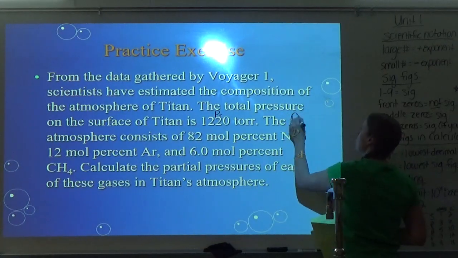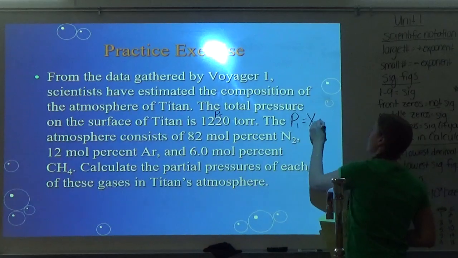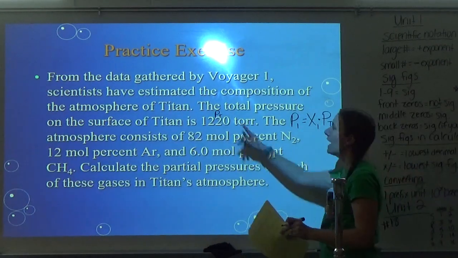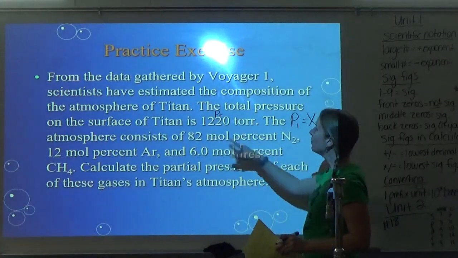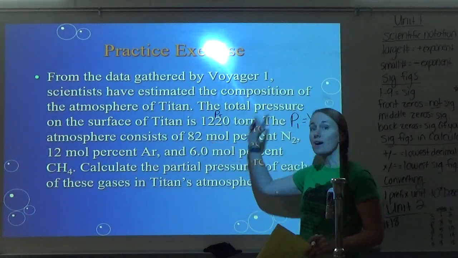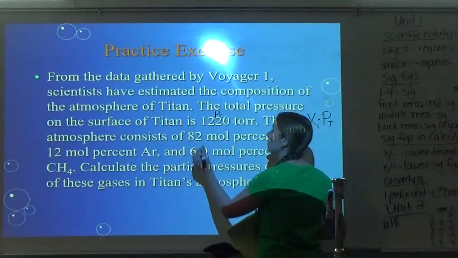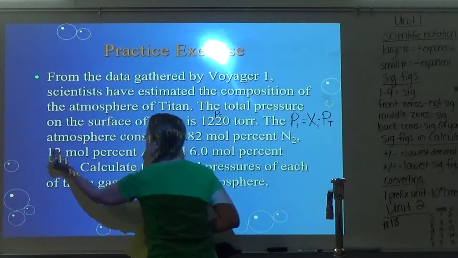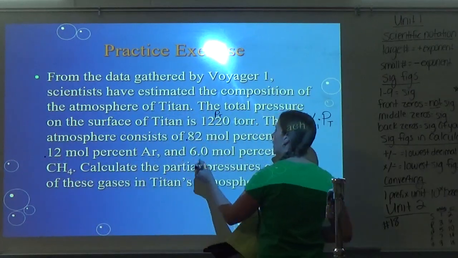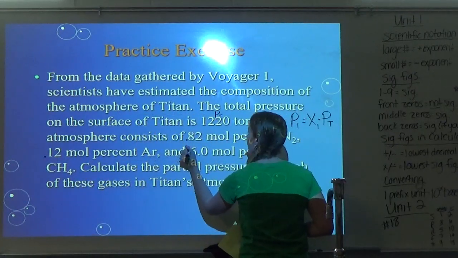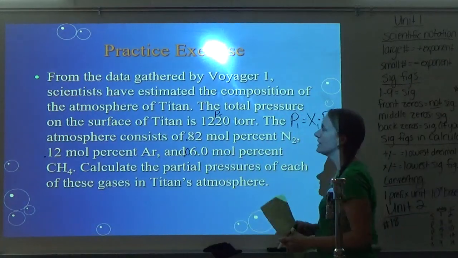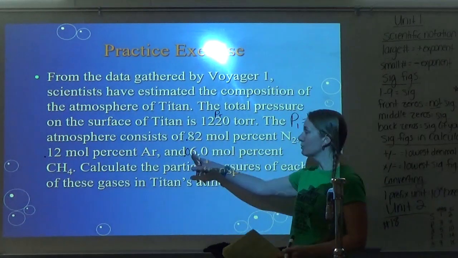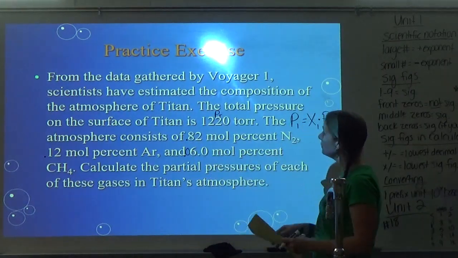Okay, so remember, the pressure of one gas is the mole fraction of that gas times the total pressure. I have my total pressure. I have the mole percent of each one. So I just need to move that decimal over to get it to a mole fraction. So this would be 0.82 for nitrogen, 0.12 for argon, and 0.06 for CH4. So remember, you have to divide by 100 or move it 2 places. Don't just put it at the front. And so then I just do this for each gas.